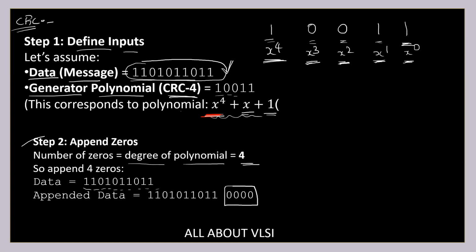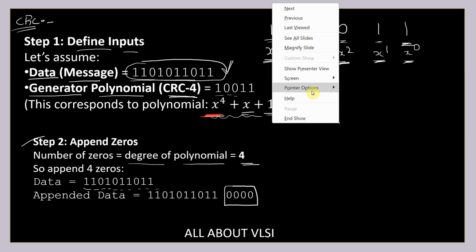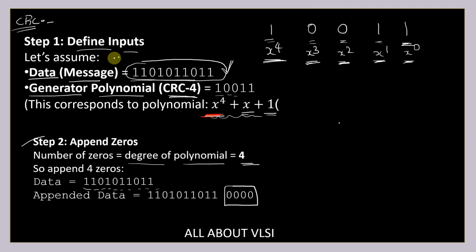First of all, let's see the steps for how we perform CRC. Step number one is to define the inputs. Let's say I have a data message as 1101011011, and I have some polynomial in this CRC calculation. Let's say this is my polynomial, which is 10011. It is equivalent to x power 4 plus x power 1 plus x power 0, since these coefficients are equal to 1 and all remaining power coefficients are equal to 0. That's the reason this is my CRC polynomial x power 4 plus x plus 1.